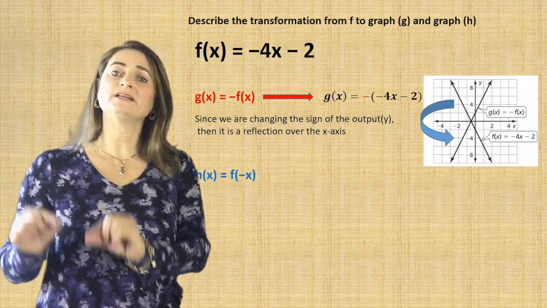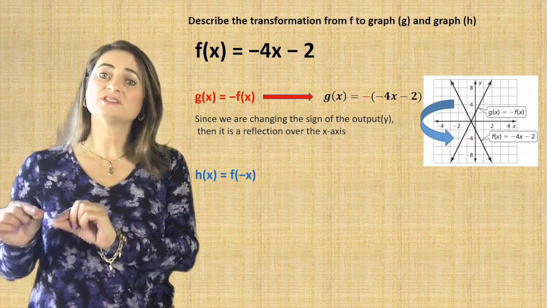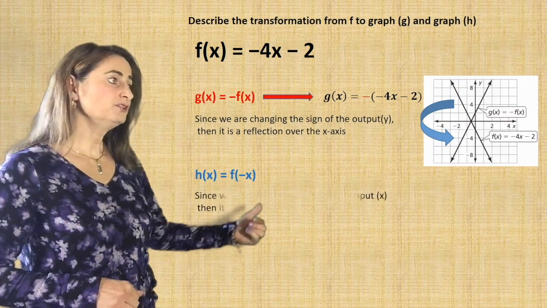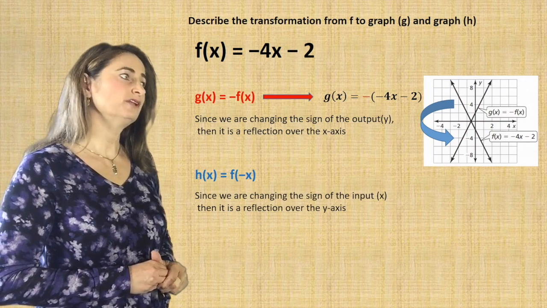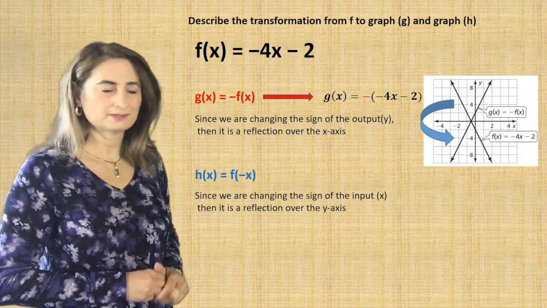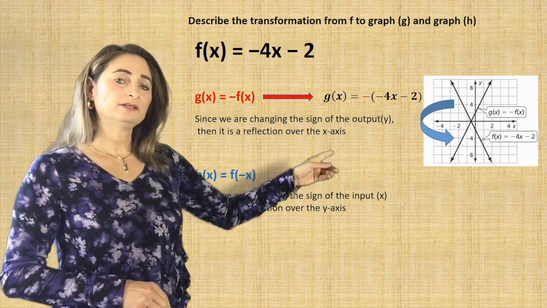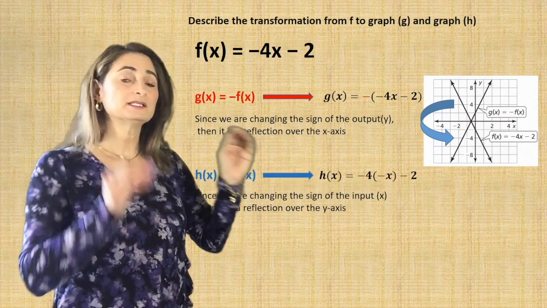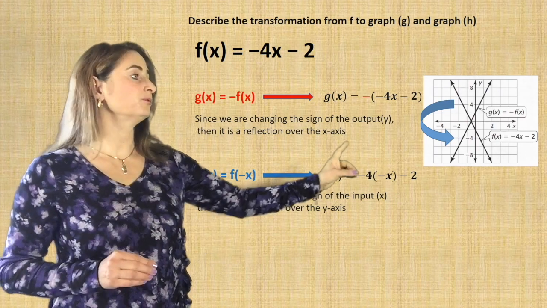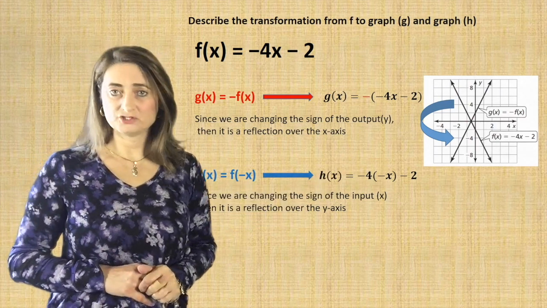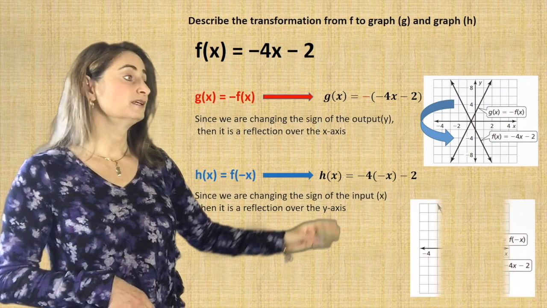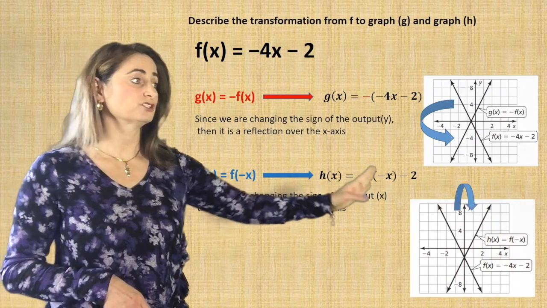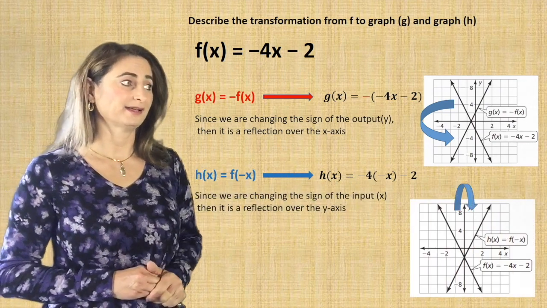So you're changing the sign of the x, which is the input. Since we are changing the sign of the input, then it's a reflection over the y-axis. So if you want to write the equation to graph it, then h of x equals negative 4, which stays the same. It's the x that changes its sign, so I put negative x, then minus 2. And then you can graph it and watch how it is a reflection over the y-axis.